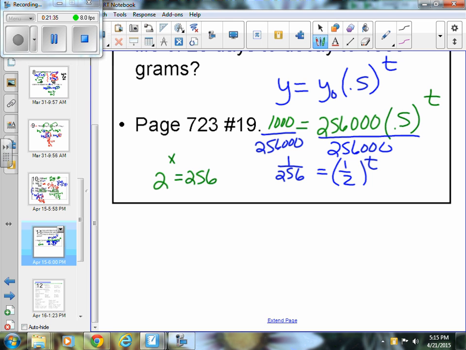Well, I think that's 8, isn't it? So this would have to be to the 8th power. So t would have to be 8. So 1/2 to the 8th power will give you 1 over 256. So it would take 8 cycles or 8 half-lives for that to happen.